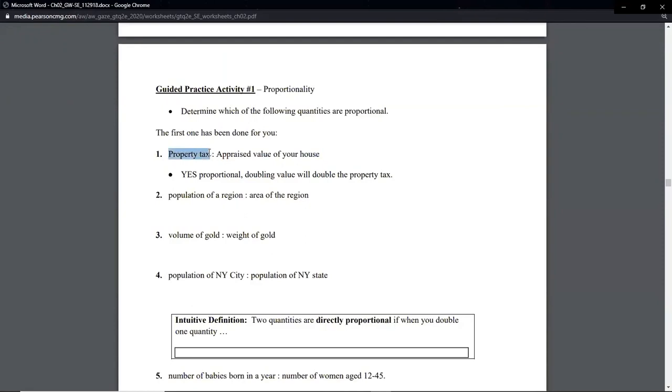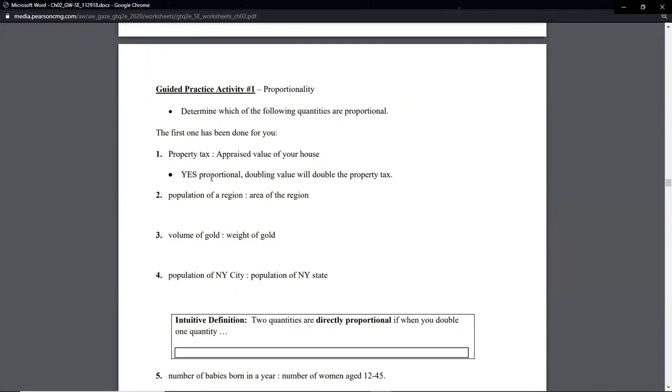And if you know anything about real estate, which we don't expect you to, which is why this one's been answered for you, yes, if the appraised value of your house doubles, your property tax will double. If all of a sudden the city of Portsmouth says that your house went from $100,000 to $200,000 because of this housing thing going on right now, you better believe your property tax bill the next year is going to double because they want that bread.